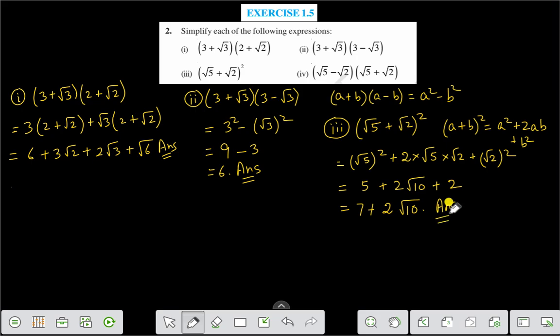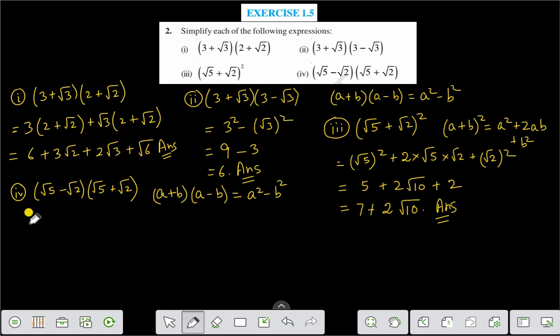Let us solve question number 4. Question number 4 is root 5 minus root 2 into root 5 plus root 2. When I apply this identity that a plus b into a minus b is equal to a square minus b square.